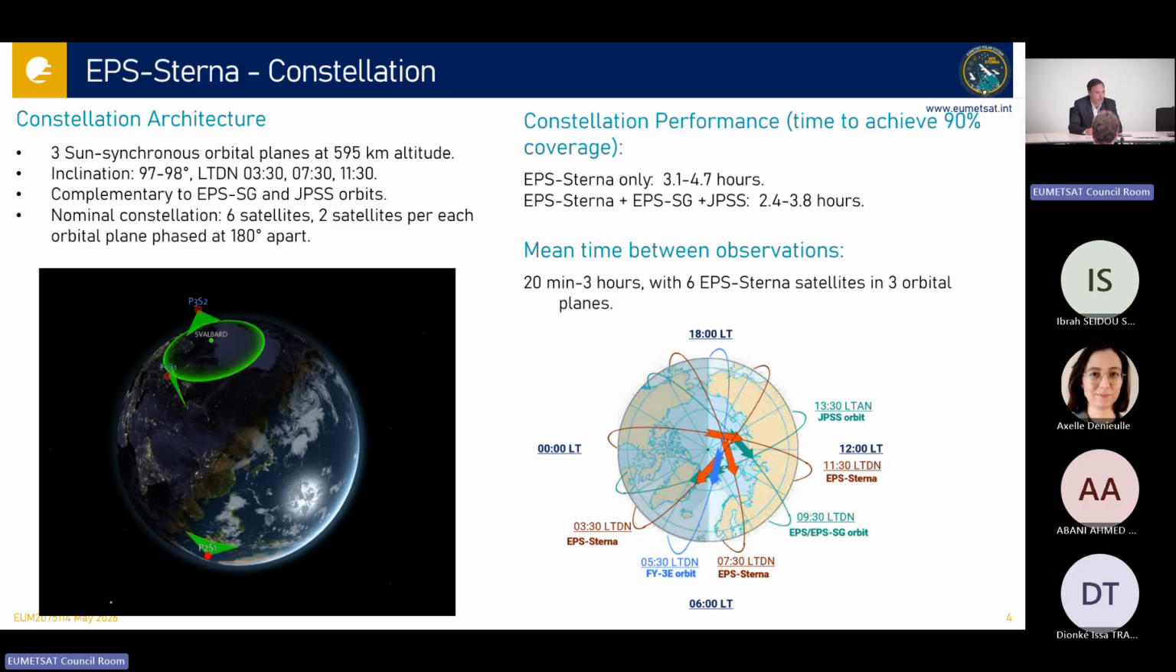Also important is the mean time between observation, which is essentially the revisit time, which goes from 20 minutes to 3 hours, 20 minutes even below in the Arctic region, which goes back to what I was hinting before about the importance for nowcasting of this mission.